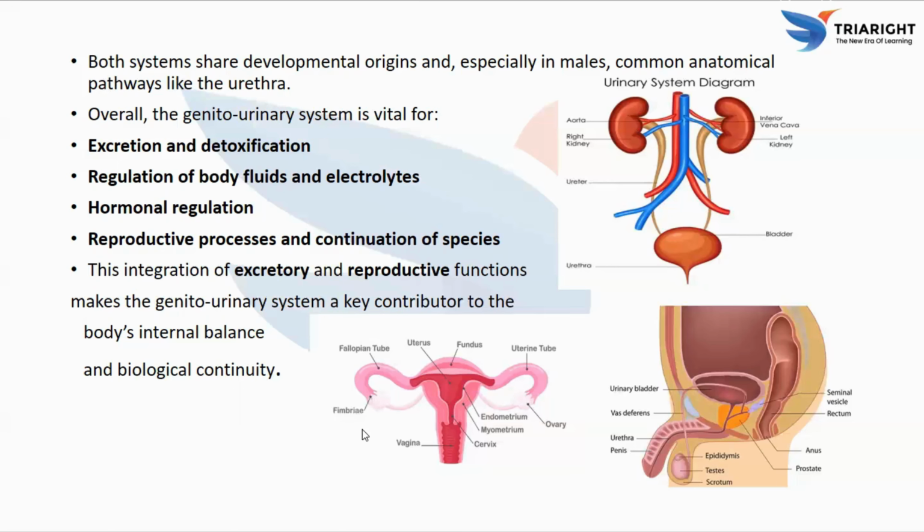Which shows you the vagina, uterus, fallopian tube, uterine tube, cervix. This is the ovary, and this is the male reproductive system. Urinary bladder, you can see in the male reproductive system. You can see the penis, epididymis, testis, scrotum. This is the prostate gland. This is the anal canal, rectum canal, and also the seminal vesicle where the semen is produced.